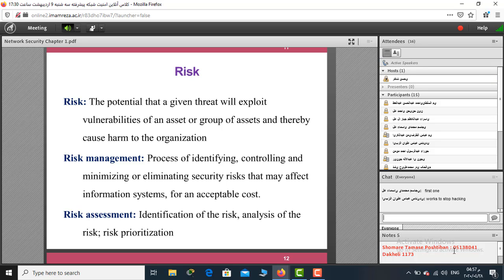Works to stop hacking. Yes, thank you. Risk assessment. Risk assessment means risk evaluation or risk measurement.